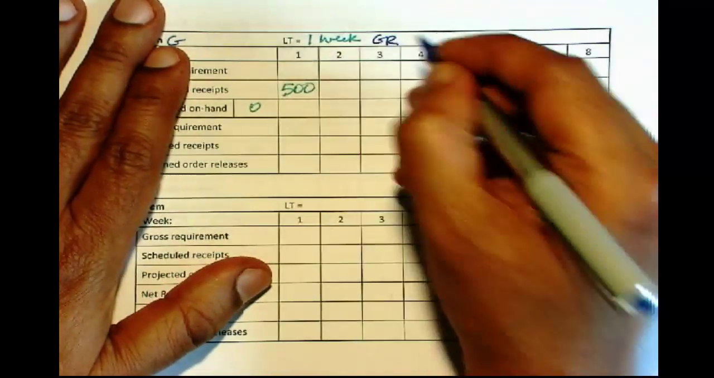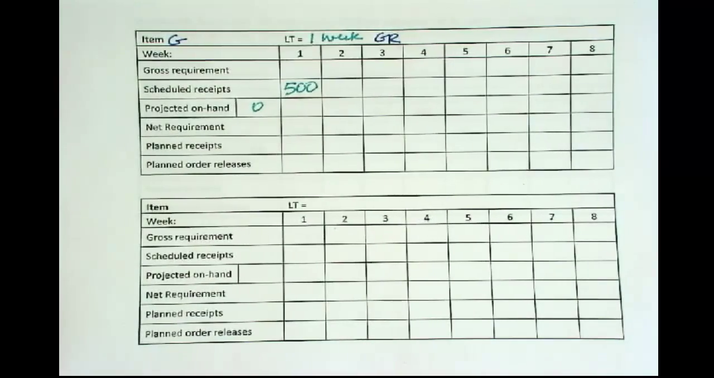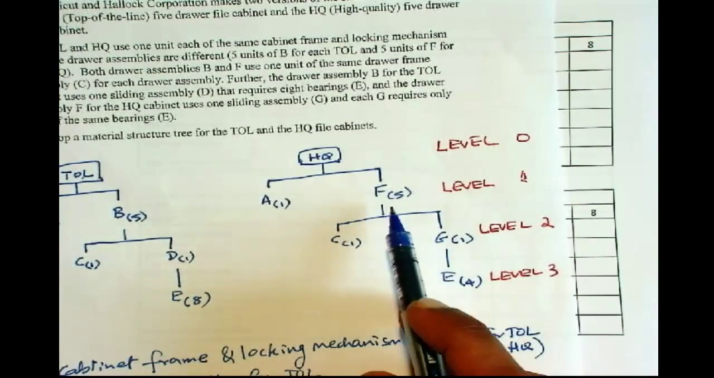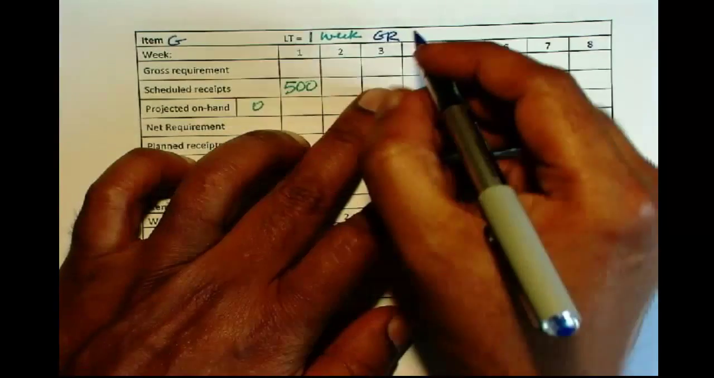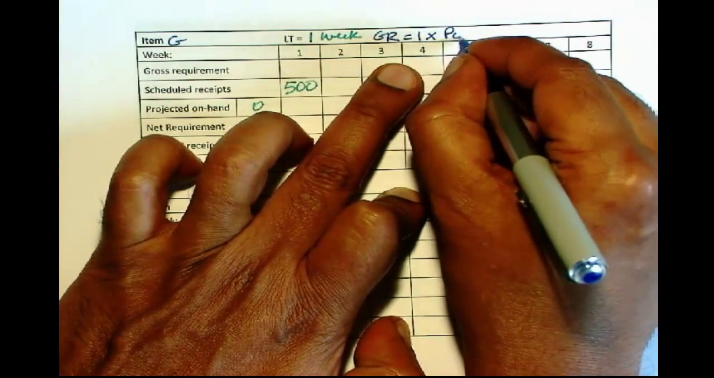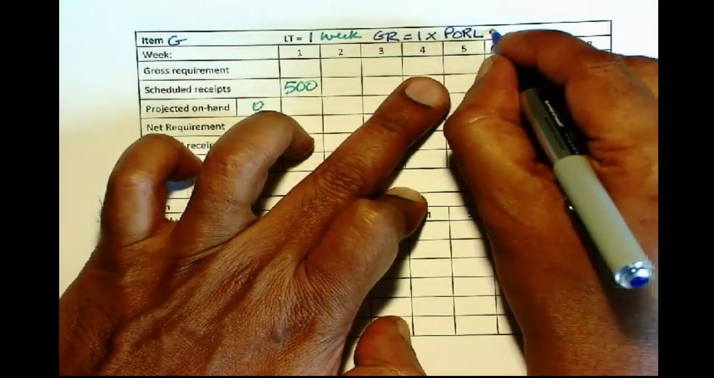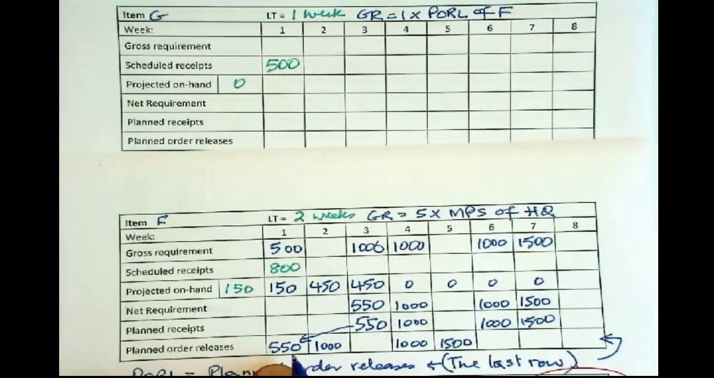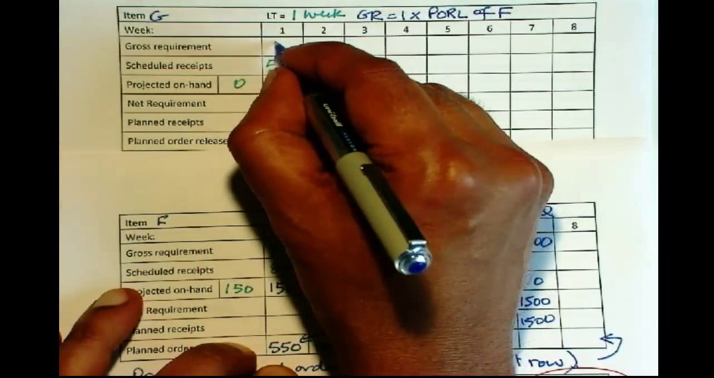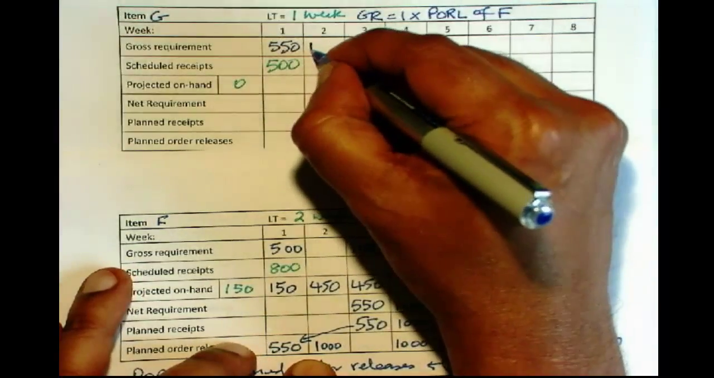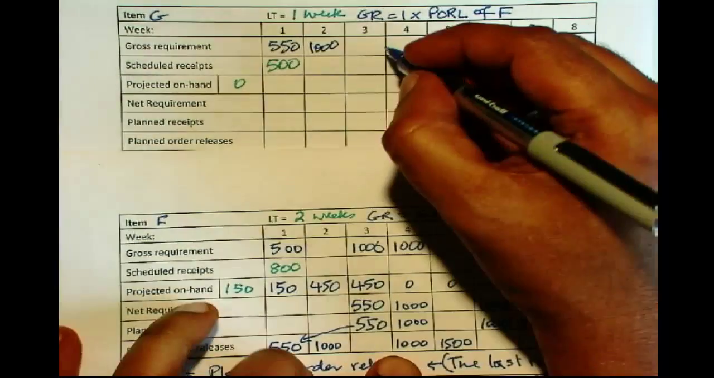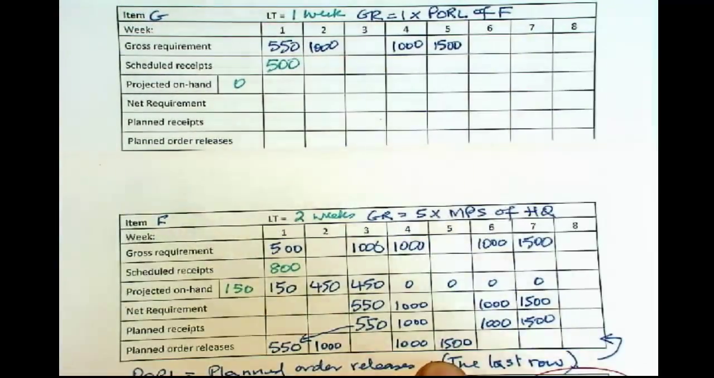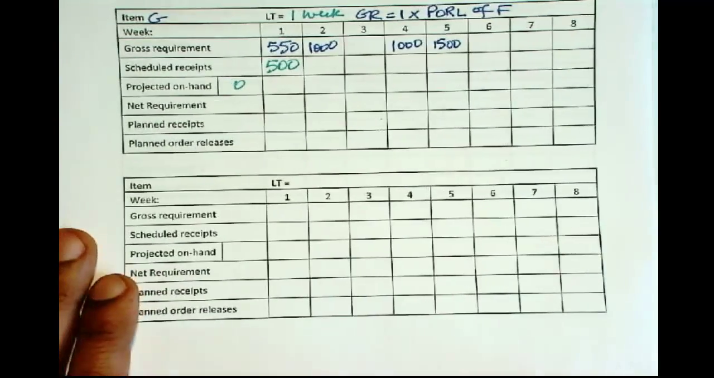Now the gross requirement for G is 1 unit for each F. So gross requirement is 1 times planned order release of F. Here is F, so last row again: 550, 1000, nothing, and then 1000, 1500, and that's it. So those are the gross requirements for G.